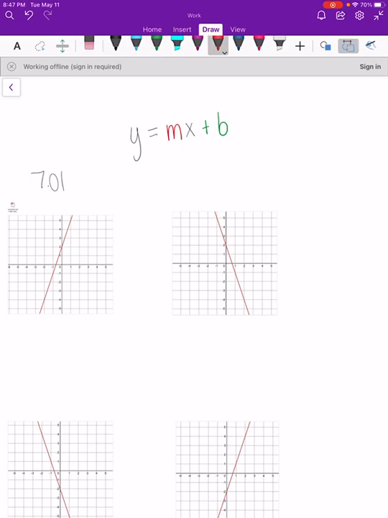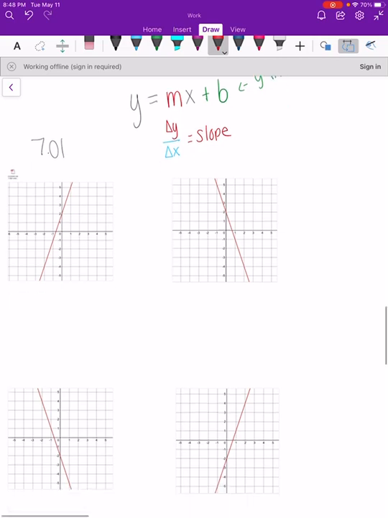But m is our slope. And remember, slope is change in y divided by change in x. And b is our y-intercept. And this is our slope. So we need to find the slope and the y-intercept of each of these four lines. So let's start with number 1.